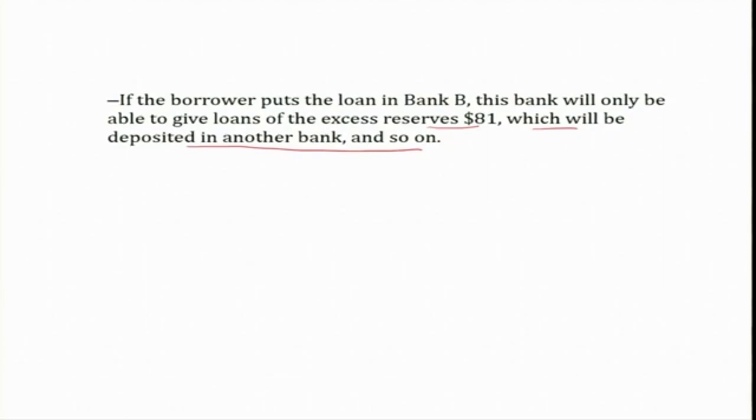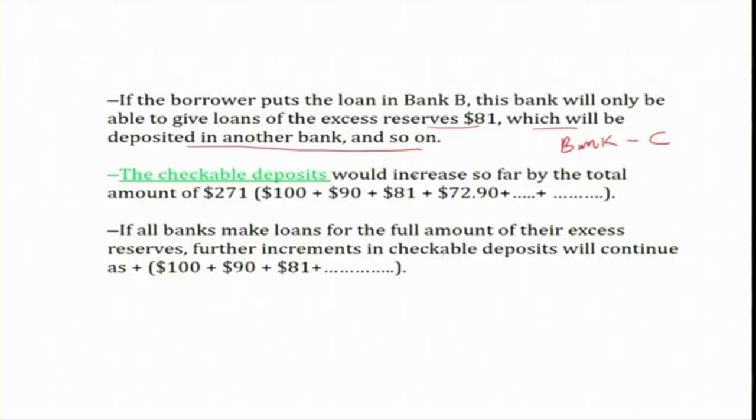So, consequently, suppose those who got the loan from bank B put this money in bank C. Those who get this money will be spending, maybe by cash, and then someone will be depositing it in another bank, or will be directly issuing a check. Those who get this check, due to this financial transaction, will be depositing it in bank C. So, consequently, what we can see is that from the initial 100 increase of reserve in the banking system, the total increase of checkable deposit in the system so far is 271. Right. How does it look like? It goes like that, the checkable deposit would increase so far by the total amount of 271.